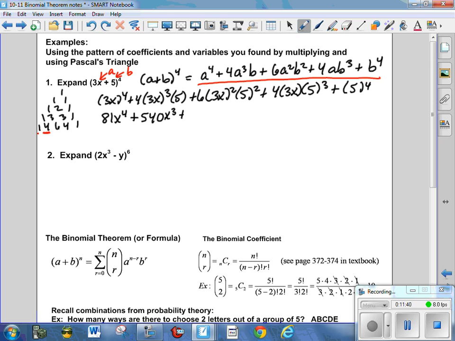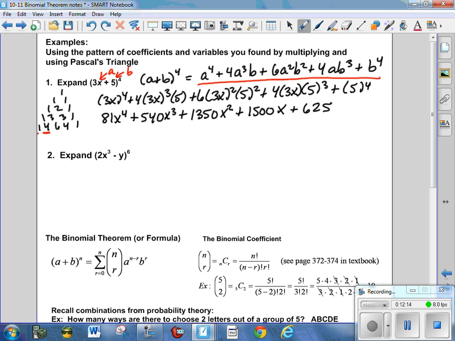cubed plus, then I have 6 times 3 squared. 6 times 9 is 54 times 25. Ooh, 54 times 25. I'm not sure off the top of my head, but that's 1350. How about that? We'll go with that. 1350x squared. You might want a calculator for some of this stuff. 4 times 3 times 5 cubed would be 12 times 125. That's 1500. And you just have one x there. And then 5 to the 4th, I know that one. That's 625, because that's 25 squared.